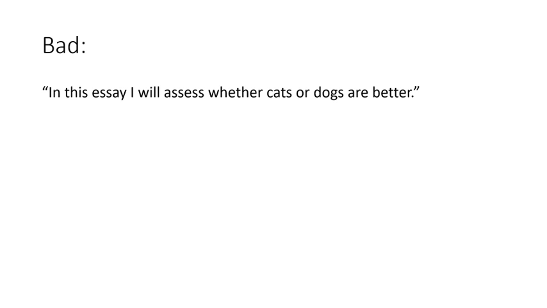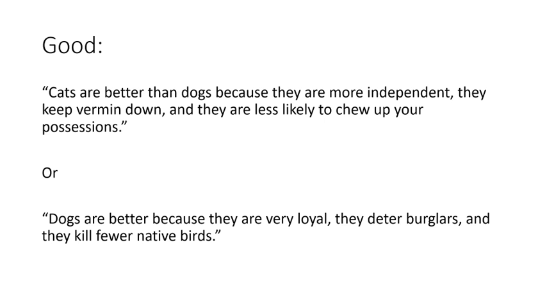It's much better, much more effective to tell me right from the beginning what your answer to the question is. For example, cats are better than dogs because they are more independent, they keep vermin down, and they are less likely to chew up your possessions. That's a nice clear answer with 3 reasons why your answer is correct. Or, for the dog lovers amongst us, and I count myself as one of them, dogs are better because they are very loyal. They deter burglars and they kill fewer native birds. Again, a clear and direct answer to the question with clear reasons why this is the case.